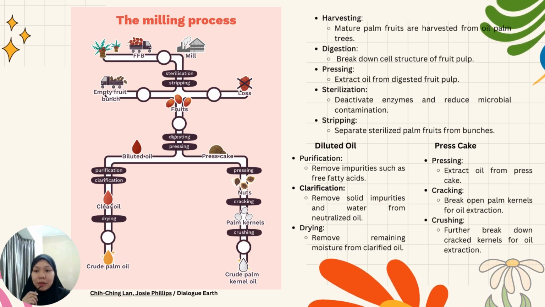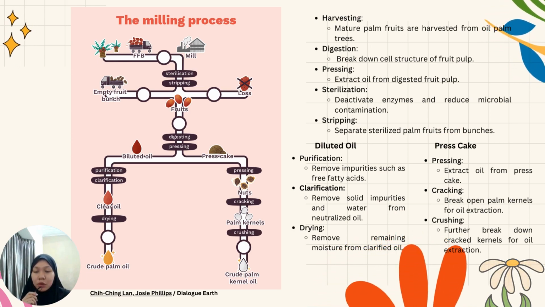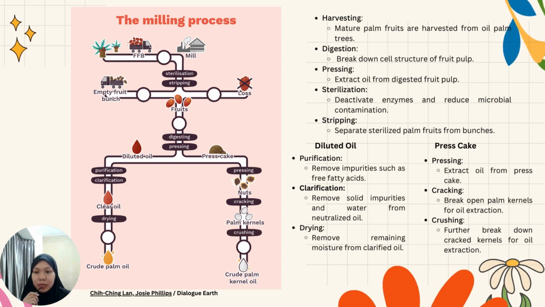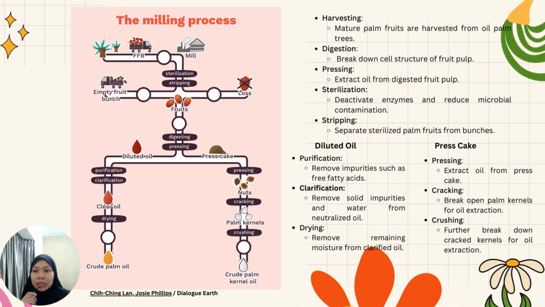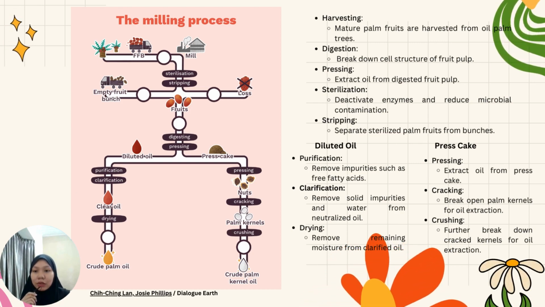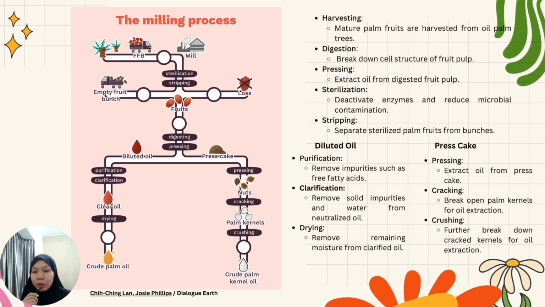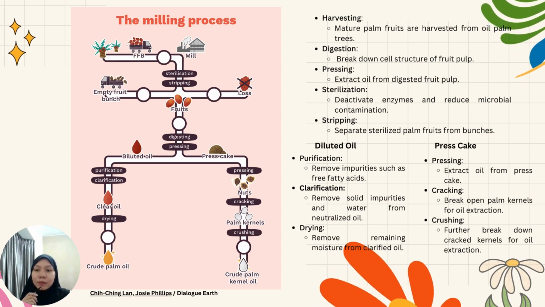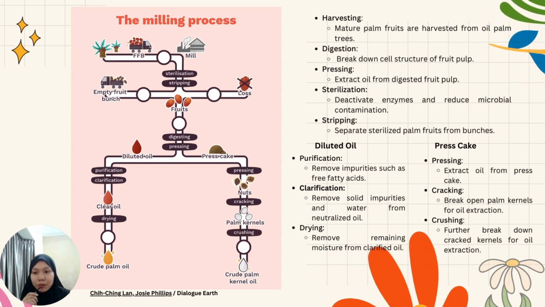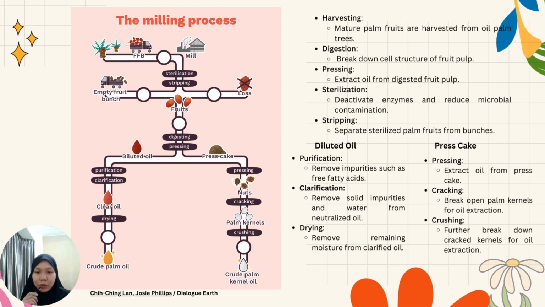The stripping process involves separating the sterilized palm fruits from the fruit bunches. Rotating drum strippers or mechanical threshers are commonly used for stripping. The sterilized palm fruits along with the bunches are loaded into the stripping equipment. The rotating drum stripper or thresher mechanically separates the fruits from the bunches. The rotating motion and mechanical action help dislodge the fruits from the bunches. The separated fruits are collected and transferred to the next processing stage, while the empty bunches are discarded or used for other purposes such as biomass or compost.